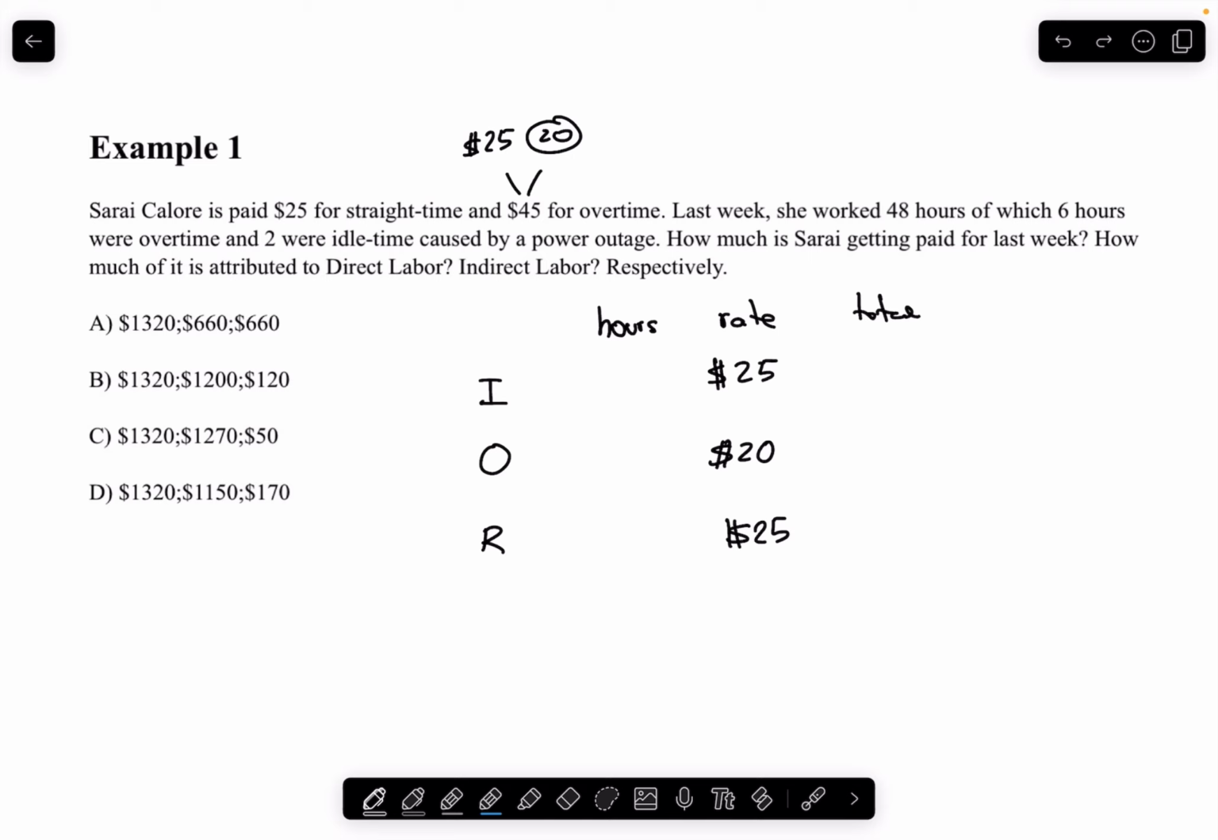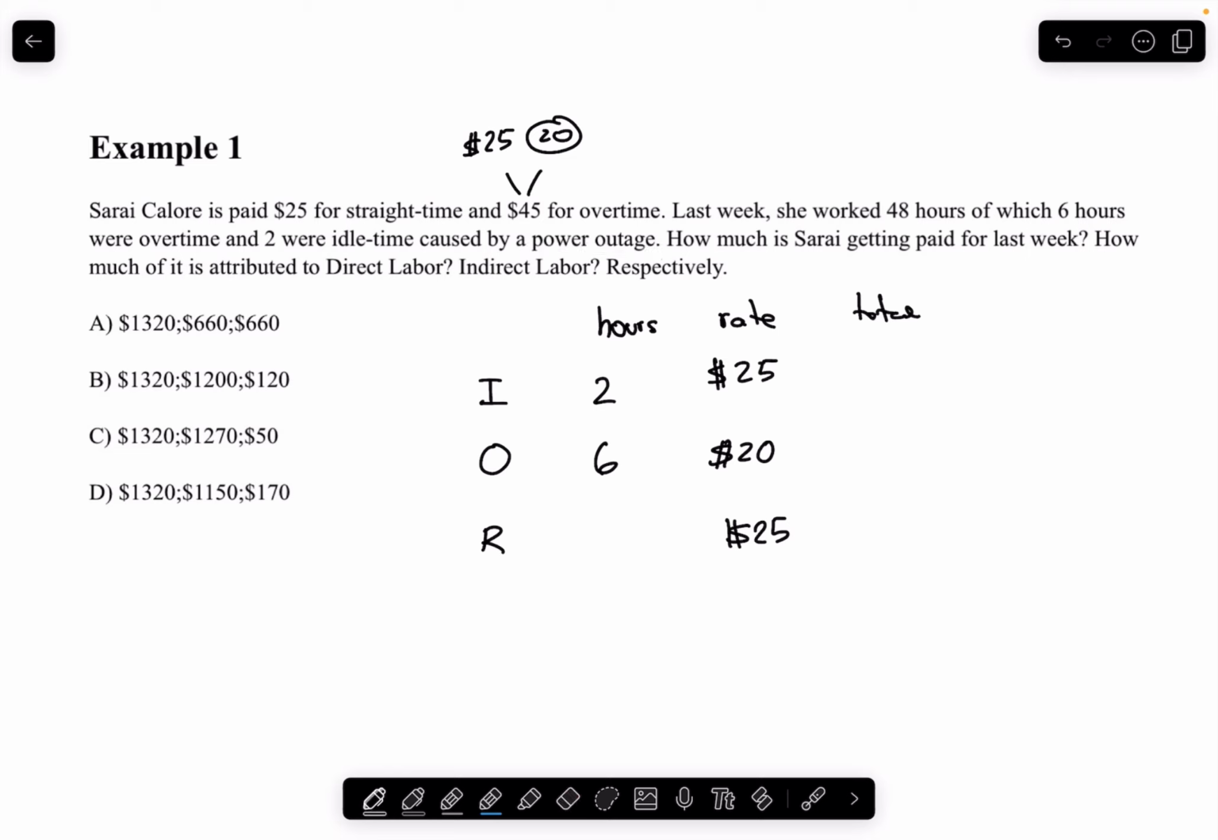Then it says last week she worked 48 hours, of which 6 hours were overtime. So this one's really nice. They give you 6 hours overtime, 2 were idle time caused by a power outage. And this explains why we are getting paid the same, because you're still going to get paid the same if you're actively working versus if you're not actively working, because it's not your fault that you were idle because there was a power outage. You're still going to get paid those hours, right? The manager doesn't just stop paying you because there was a power outage. Finish filling in the blanks.